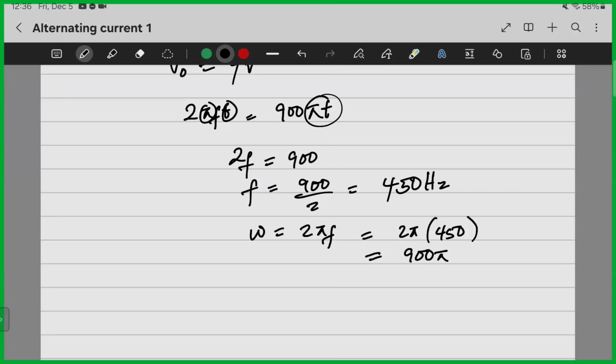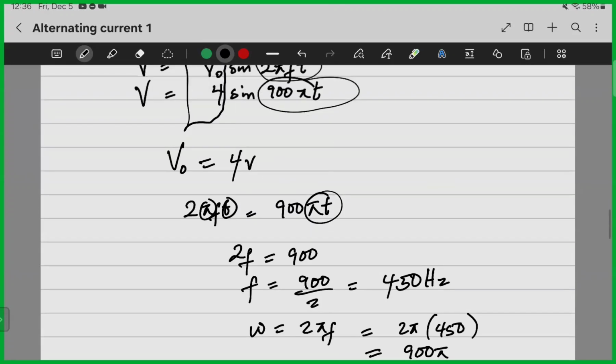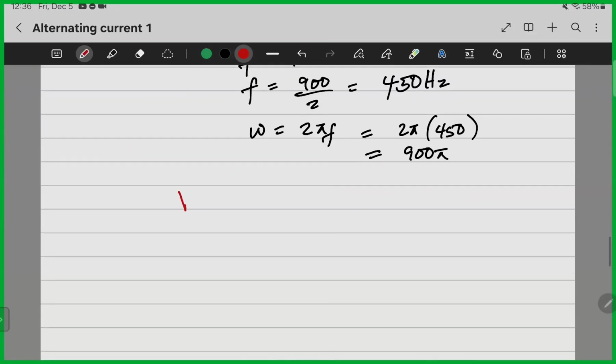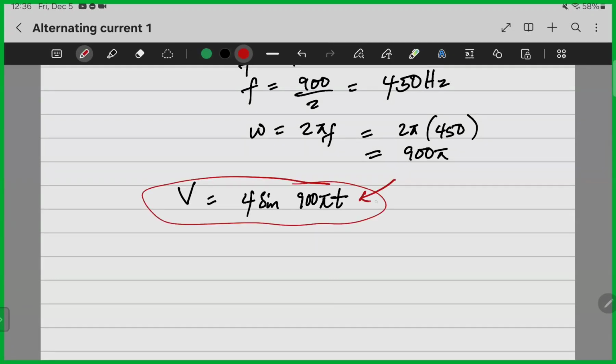peak and instantaneous voltage. Okay, we already know we found the peak voltage. The instantaneous voltage is a regular guy that we have even from the question, and that is 4 sine 900 pi t. So this one is already the same thing from the question. So assuming they ask us to find the instantaneous voltage at a particular time, we'll just plug in that time and we'll get a value.